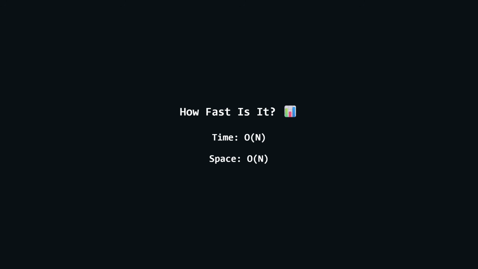So how efficient is this? The time complexity is big O of n, where n is the total number of items. Even though we have a loop inside a loop, we are only ever processing each index exactly twice, once to group it, and once to calculate its answer. The space complexity is also order n, because we are storing all those index positions inside our hash map, plus the new array we return.